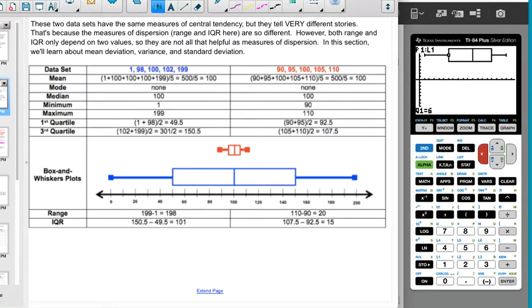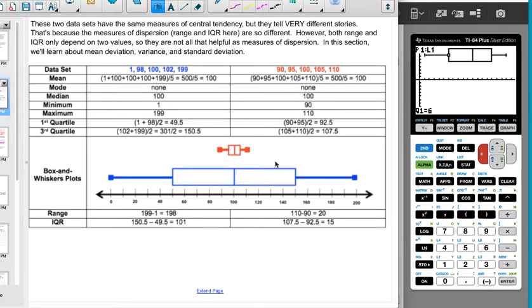So here's an example of two data sets that have the same measures of central tendency, literally exactly the same, but look incredibly different, right? I gave you 5 values: 1, 98, 100, 102, and 199. The mean of this set is 100. There's no mode, and the median is also 100. You can see that this other data set, the red one that I gave you, 90, 95, 100, 105, 110, also has an average of 100, also has no mode, and also has a median of 100. But notice that that's where all of the comparisons end.